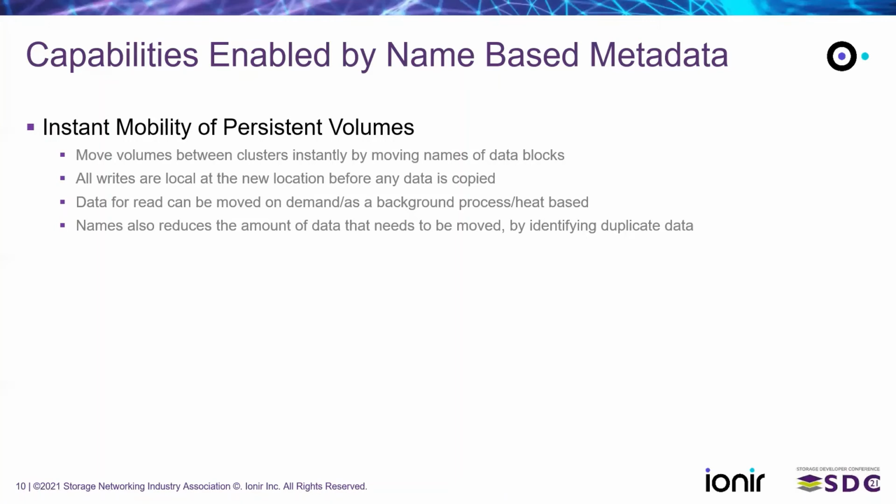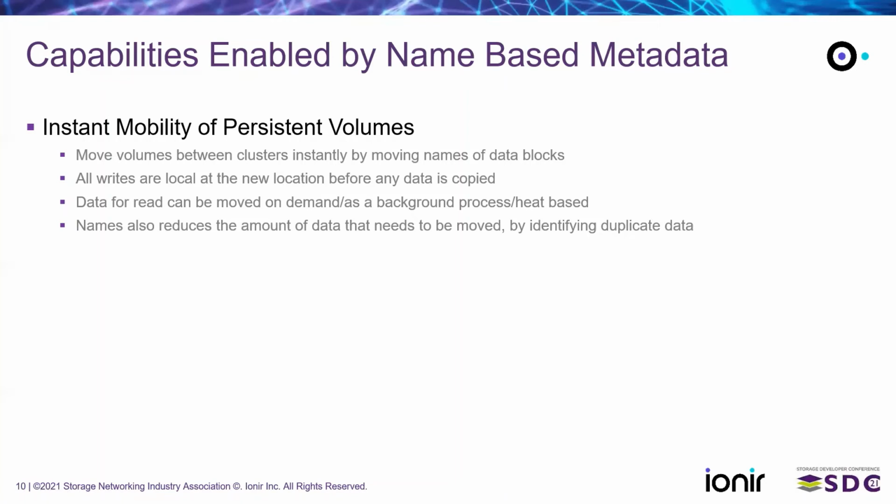Names also allow duplicates between source and destination to be identified on the fly. The destination system drives the data transfer process, and if it already has a name locally, then it means that the data does not need to be fetched from the source. In addition to providing local access, this reduces the amount of data that needs to be transferred between two systems as part of the mobility operation.